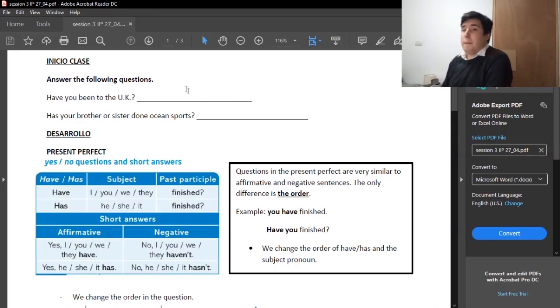Ok, fine. So let's begin. First exercise. Beginning of the class. Answer the following questions. Have you been to the UK? Has your brother or sister done ocean sports? The point here is for you to answer the questions. Whether you answer them right or wrong, it doesn't matter at this point. Just answer them as you think they are answered.